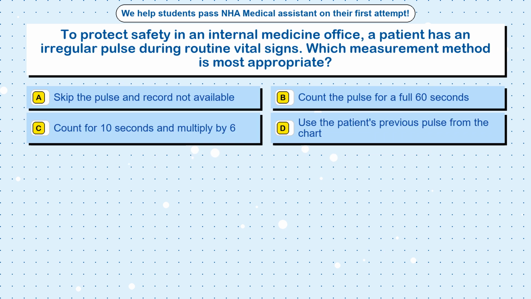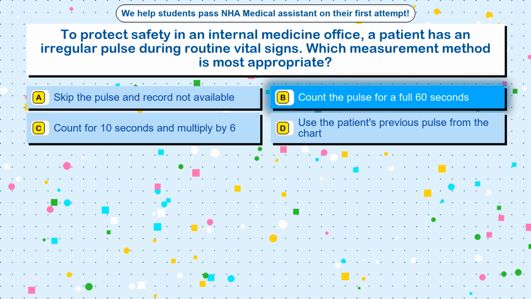Question 81. To protect safety in an internal medicine office, a patient has an irregular pulse during routine vital signs. Which measurement method is most appropriate? Option A, skip the pulse and record not available. Option B, count the pulse for a full 60 seconds. Option C, count for 10 seconds and multiply by 6. Option D, use the patient's previous pulse from the chart. The correct answer is option B, count the pulse for a full 60 seconds.